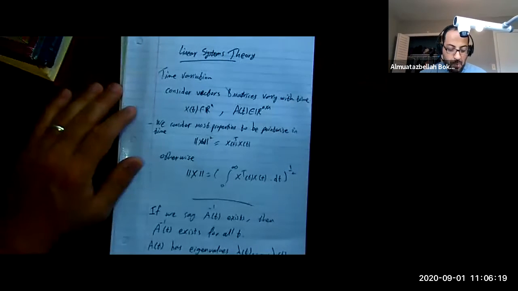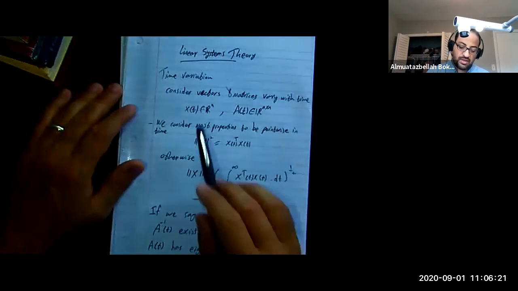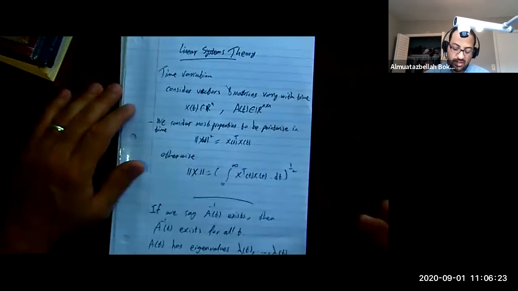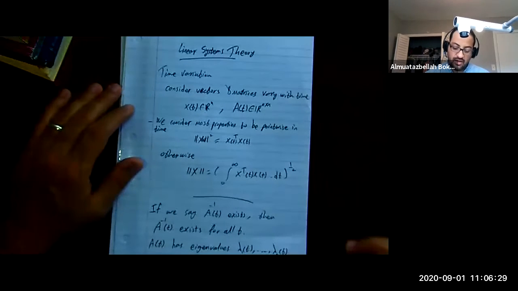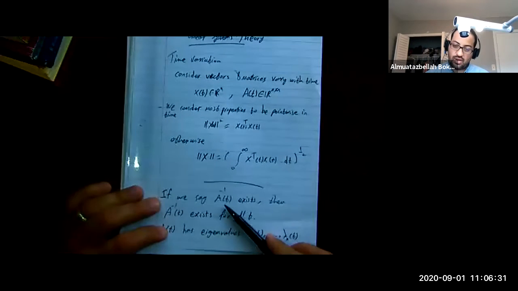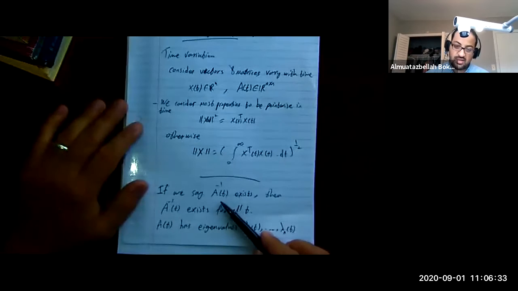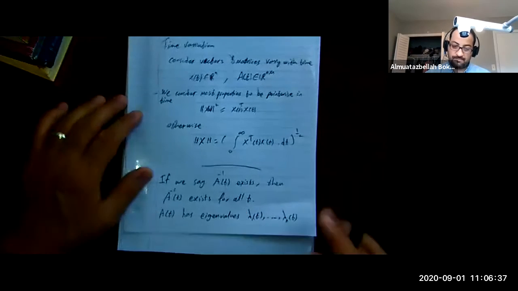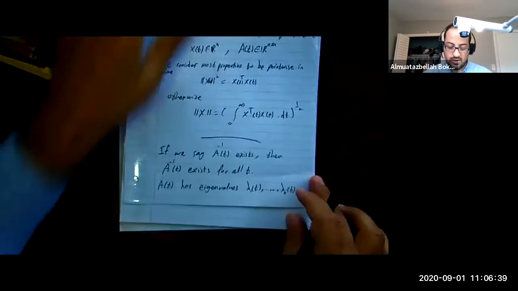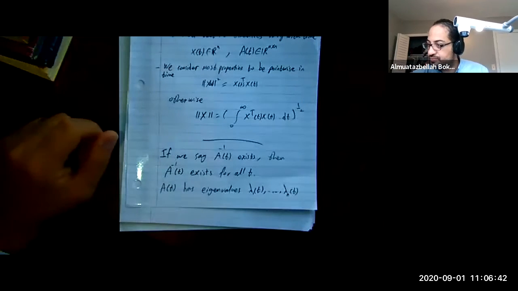Time variation: we consider matrices and vectors to be time varying, and we consider most properties to be pointwise in time. And if the property exists for the time varying matrix, then it will exist for all time.